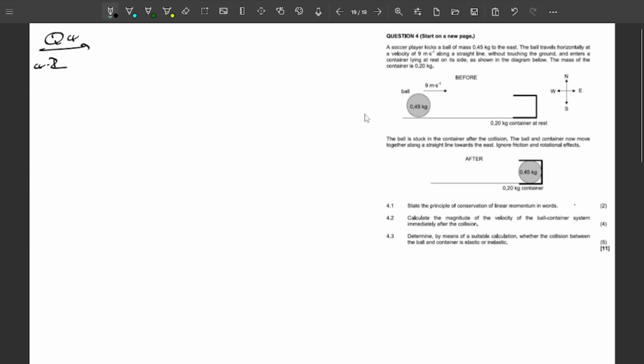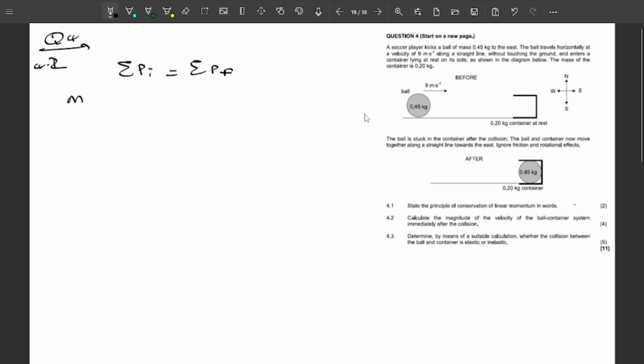Right, now let's come to 4.2. Calculate the magnitude of the velocity of the ball-container system immediately after the collision. So they want us to find the velocity of the ball and the container after they collide. Like I always say, if the examiner asks you for the definition of something before, you are going to apply it in the next question. Here's what we're going to apply: the momentum before is equal to the momentum after, or final.